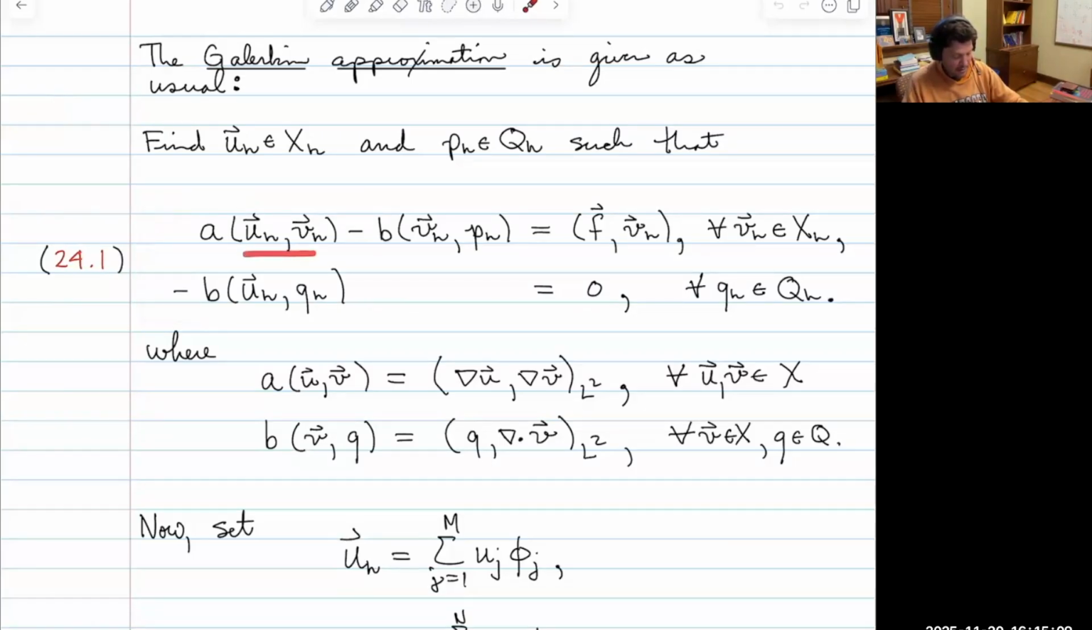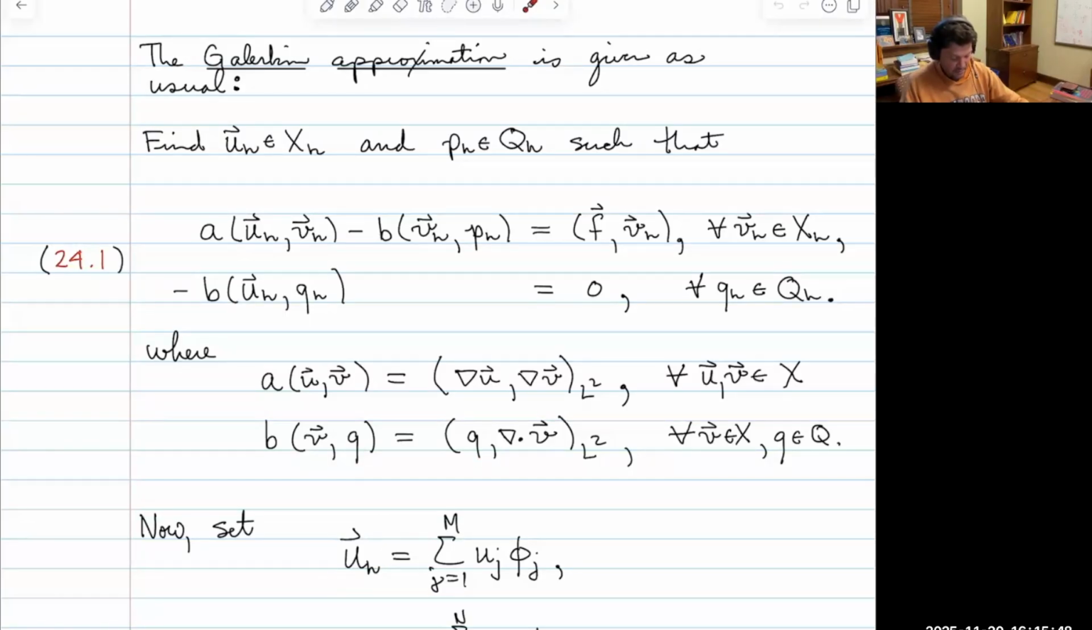Okay, A minus B equals F minus B equals 0. And the A and B forms are as they usually were, or as they're usually defined for the weak formulation for the Stokes problem. The A bilinear form is a symmetric bilinear form, grad U, grad V in the L2 norm, and B(V, Q) is generically defined as the L2 integral of Q times the divergence of V.